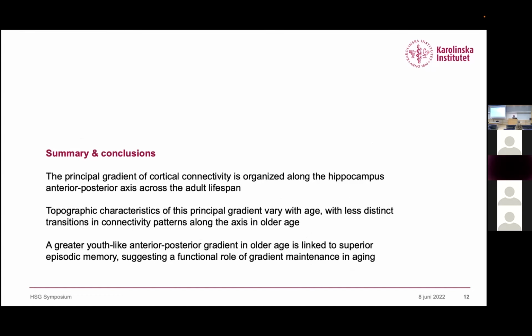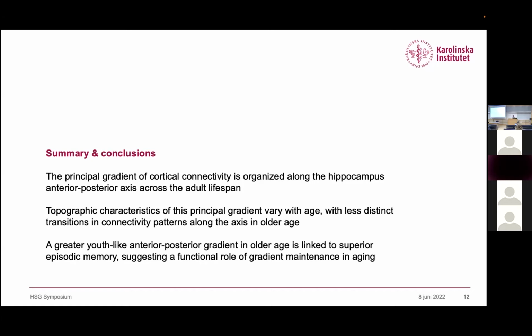Yes, so to the summary and conclusion. What we find is that the principal gradient of cortical connectivity is organized along this anterior-posterior axis across the adult lifespan, but that the spatial characteristics of this gradient show significant age-related variation with less distinct transitions in connectivity along this axis. And also that a greater youth-like gradient seems to be beneficial to memory performance in older age.